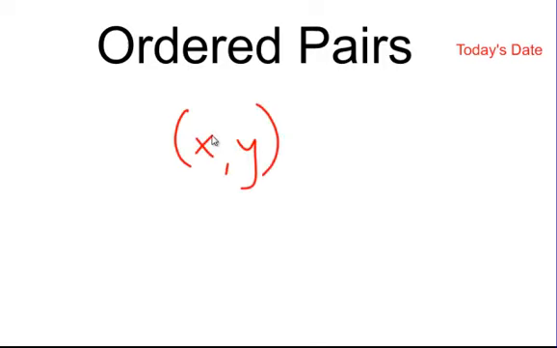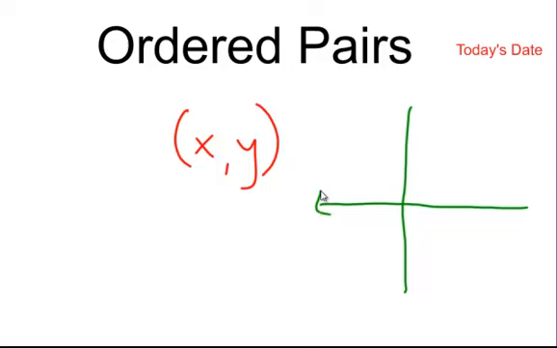Today we're going to talk about ordered pairs. And when we talk about ordered pairs, we are talking about x and y. And usually we put them in parentheses, x comma y. And this is in regards to graphing. And you guys remember the coordinate plane.